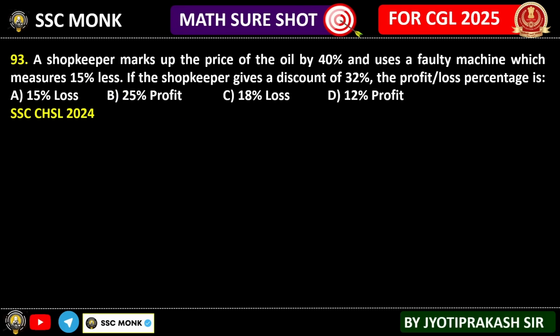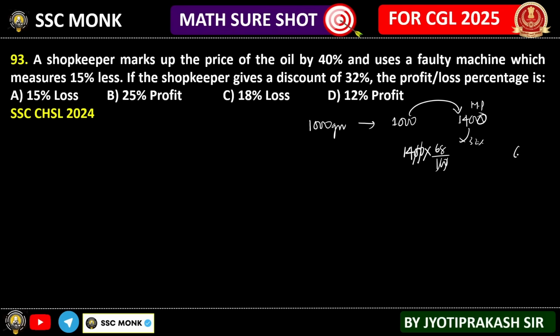Next, a shopkeeper marks up the price of oil by 40% and uses a faulty machine which measures 15% less. If the shopkeeper gives a discount of 32%, what is the profit or loss percentage? See, let's say 1000 grams was purchased at 1000 rupees but marked up by 40%. So 1400 is the marked up price, but 32% discount was given. So what is the price over here? 1400 into 68 by 100.